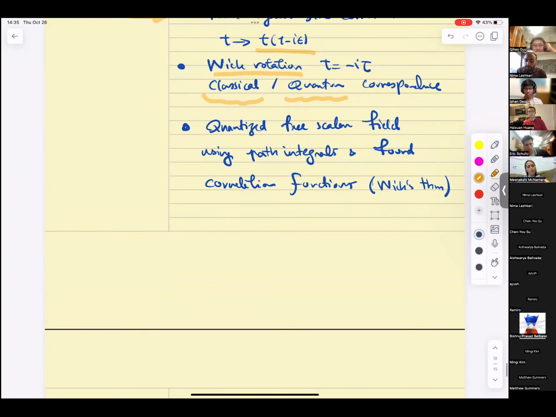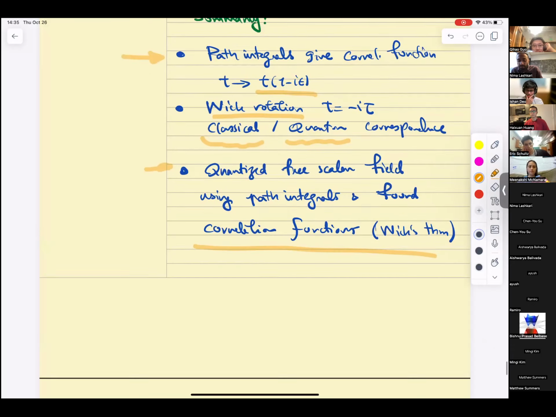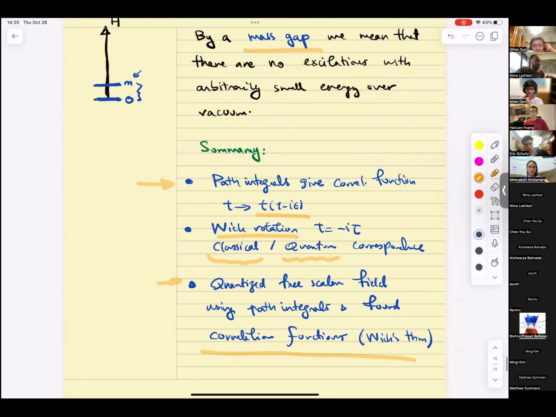All right. Finally, we quantized the free scalar field using path integrals, and we found correlation functions using Wick's theorem. This was a summary of this lecture. Are there any questions?